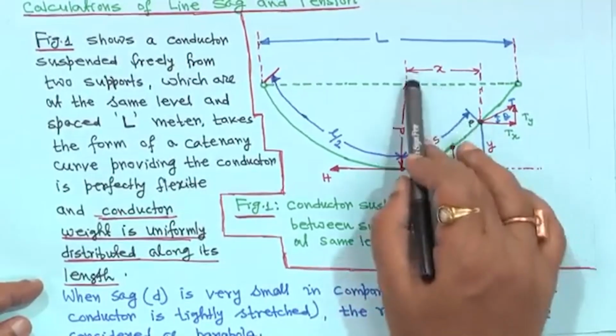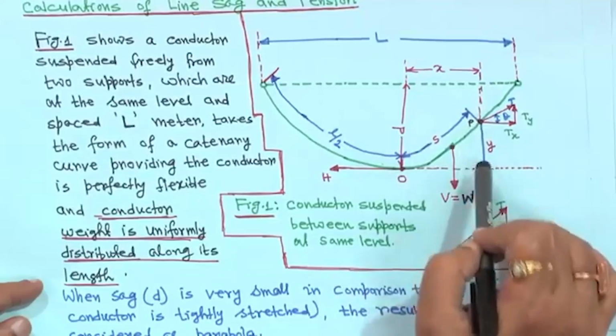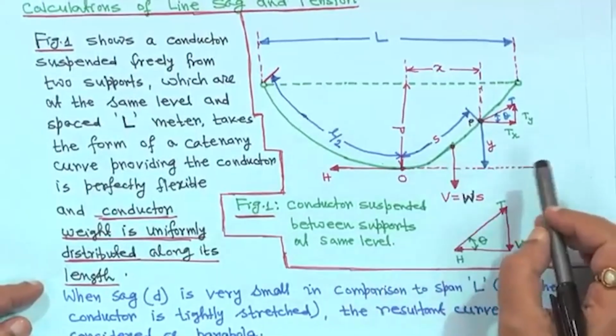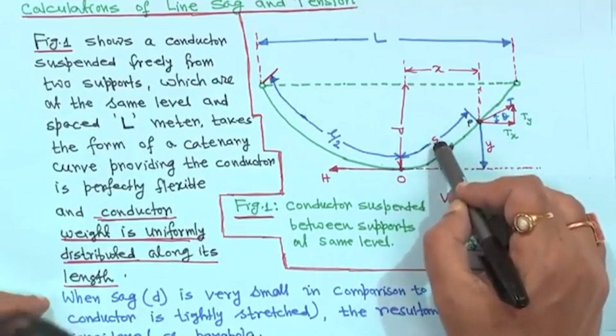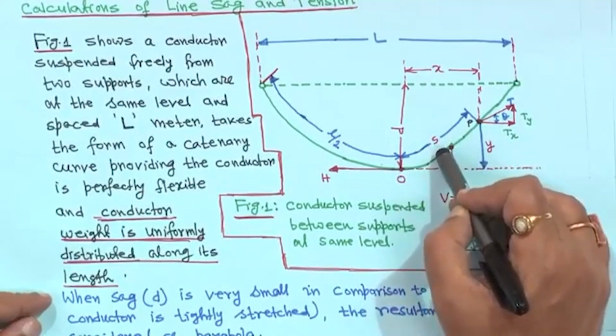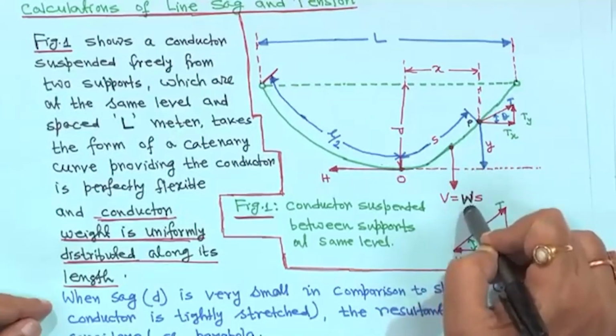The distance from O to P horizontally is x. From point O to P, we assume the conductor length is small s. And W is the weight per meter.